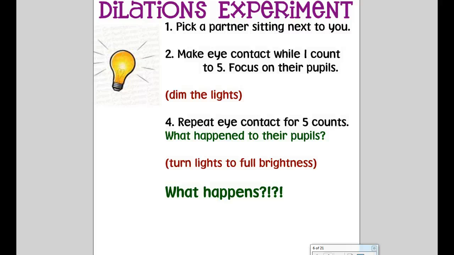So, a dilation. What does it mean to dilate something?